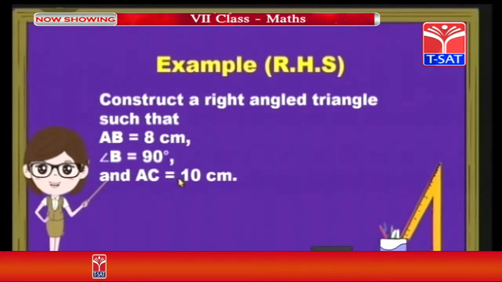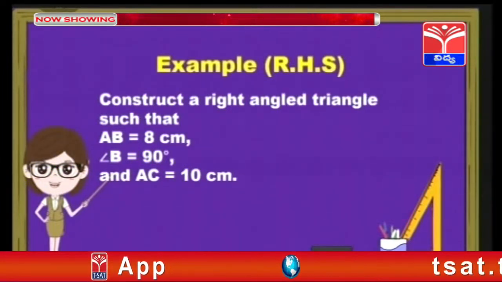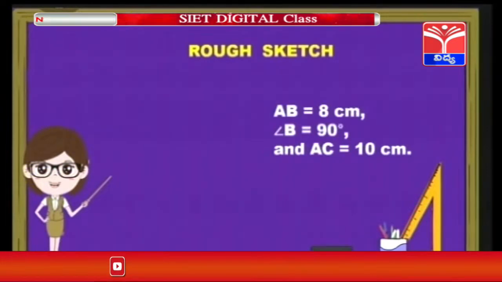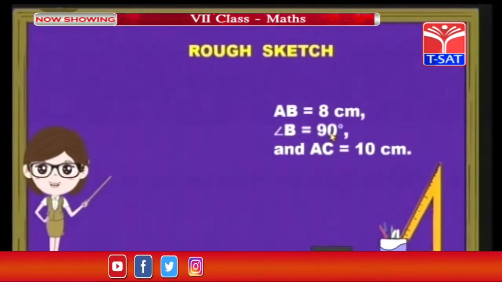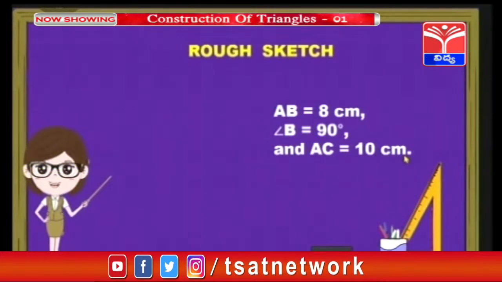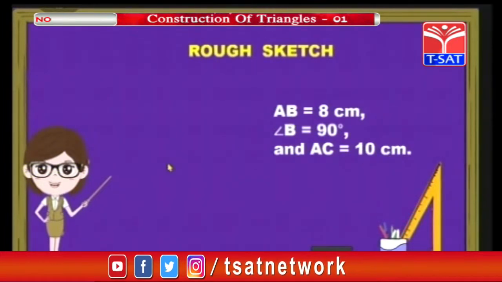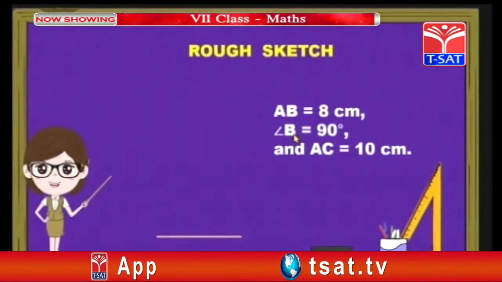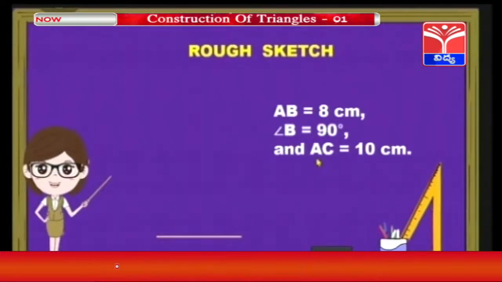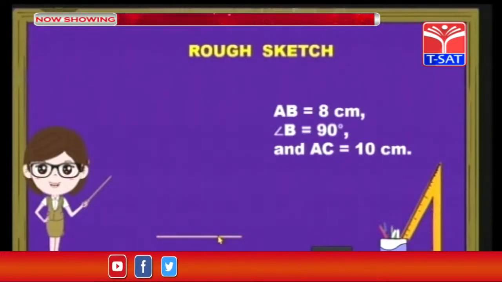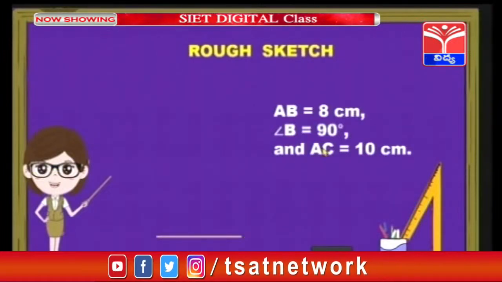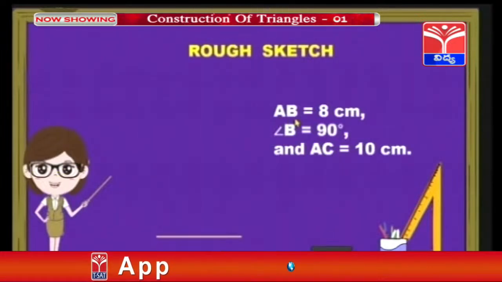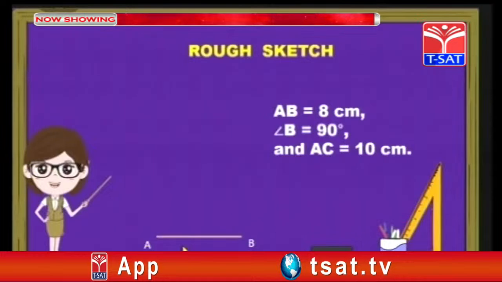Let us see. First, for that we need to draw a rough sketch. Let us see rough sketch. This is our rough sketch. AB, angle B 90 degrees and AC 10 centimeters. So children, here we have to take base AB only since angle B is given. If BC measurement would have given, we can take BC also as base. But here in this triangle, AC is a hypotenuse, AB is adjacent side. That is why we are taking AB as base.